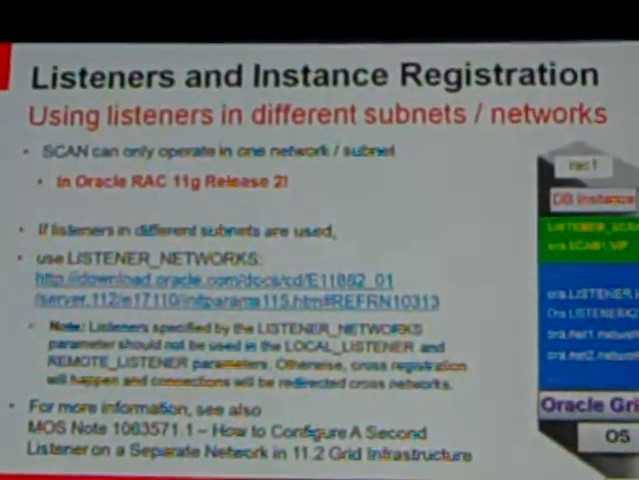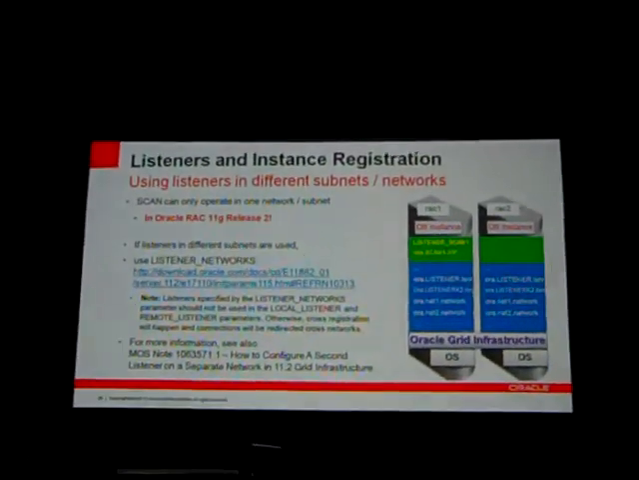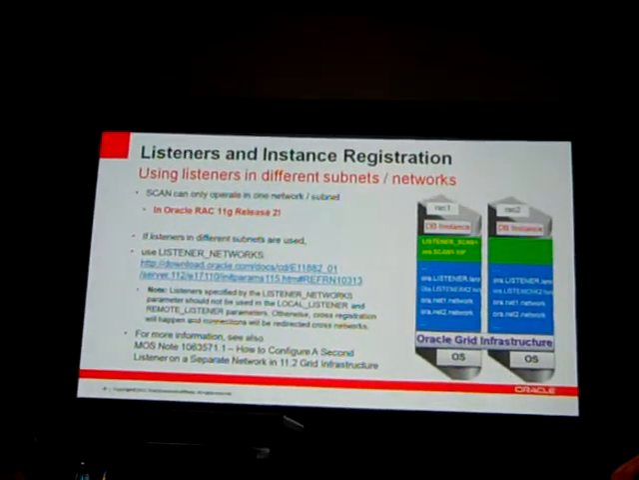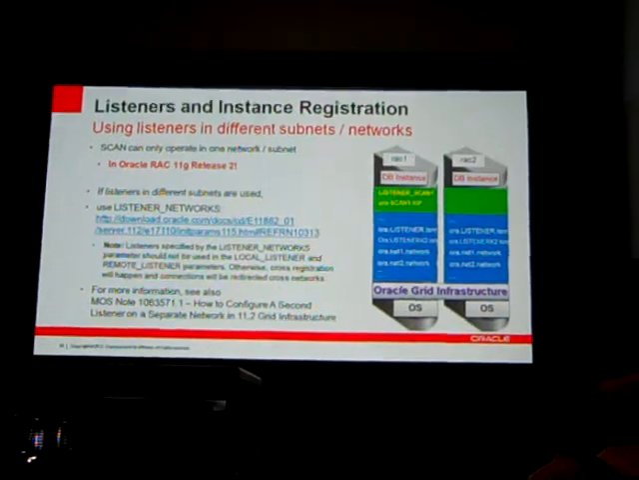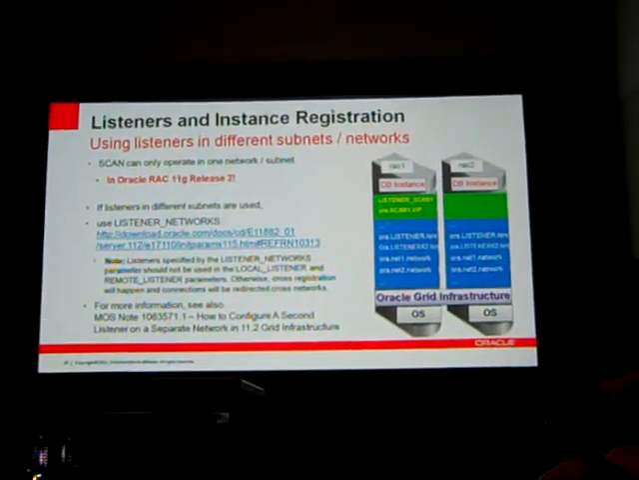If you had the case where you had multiple subnets or networks in your cluster, there are additional things you have to consider, and this listener networks is one of them, as much as the documentation or the Metalink note 1063571.1 says. And these recommendations derive from the fact that in 11gR2 you could have only one scan per subnet. So if you had multiple subnets, you needed to explain to scan that certain clients cannot be routed to VIPs coming from the other subnet. That's what it is all about.